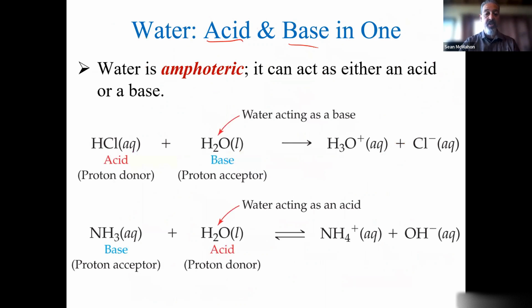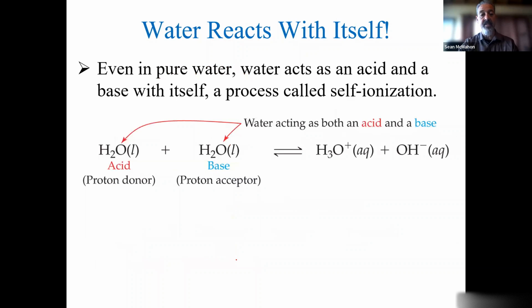Well, I showed this in the previous slide. I have an acid, it's behaving as a base. I have a base, it's behaving as an acid. What happens if I have pure water, though? Can water actually react with itself? Could one water molecule behave as an acid and the other behave as a base? And the answer to that is, yeah, believe it or not, water can self-ionize.